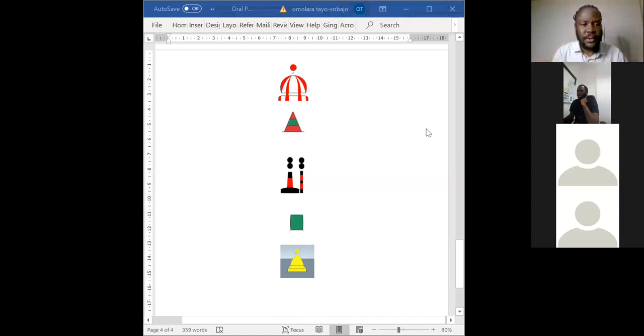So what I want to know is what you've seen. If you can help, let me know everything about that buoy. What side of the buoy will you pass? You know, let's get into it.